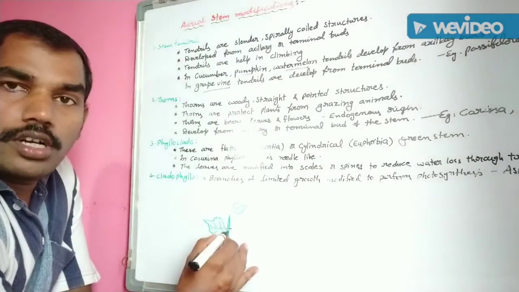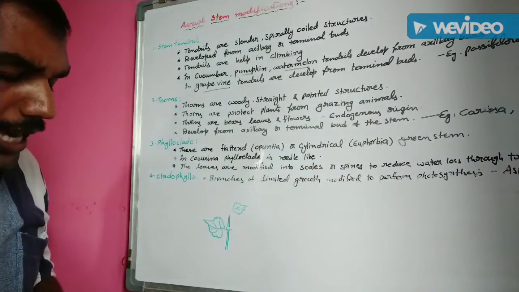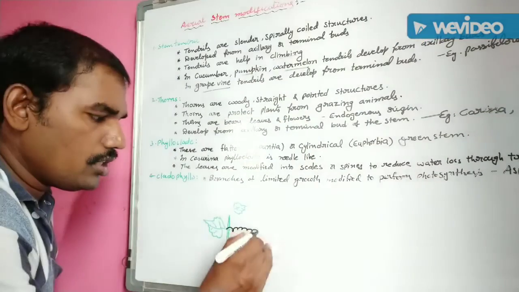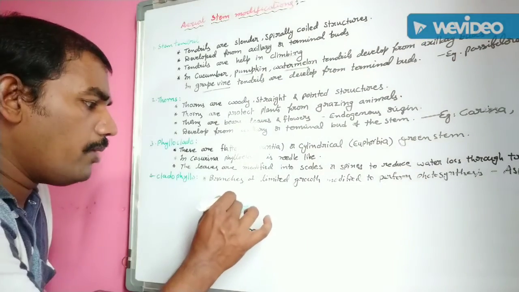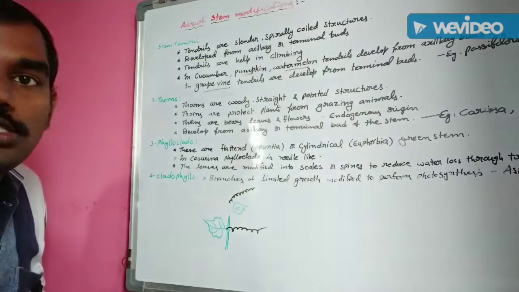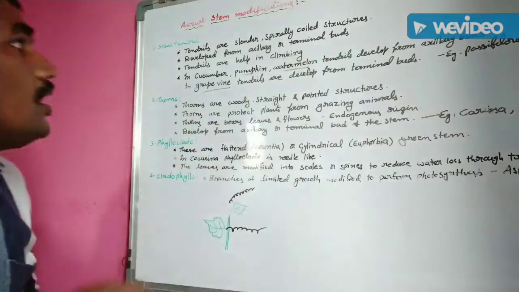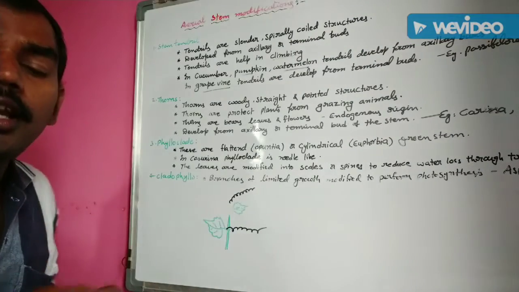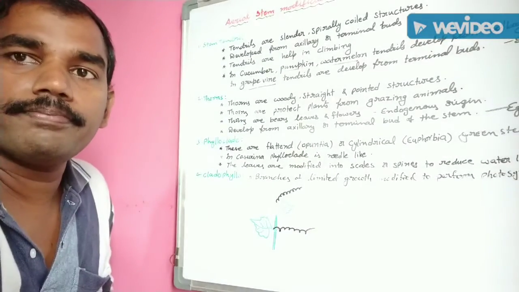Suppose this one is cucumber. In this cucumber, the axillary bud develops into a tendril. Suppose this one is grapevine, the terminal bud develops into a tendril. Understand? In this way, tendrils are very slender, spirally coiled structures helpful for climbing. These develop from either axillary or terminal buds.